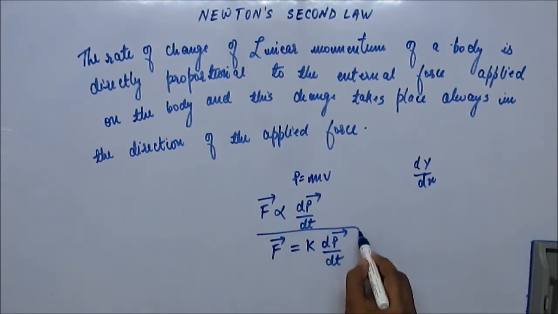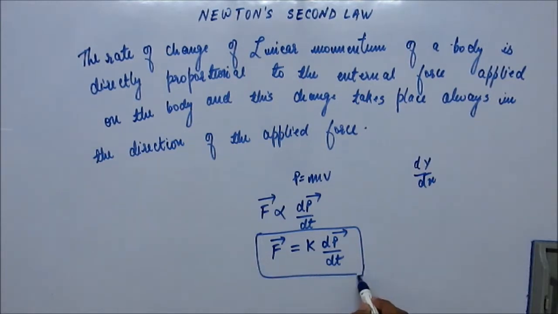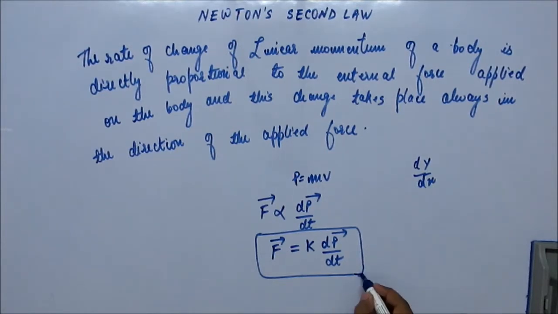So this is the mathematical form of Newton's second law. Rate of change of momentum of a body is directly proportional to the force, and the direction of the force is the same as that of the change of momentum. So this is how mathematically we can write Newton's second law. This is the original equation of Newton's second law.